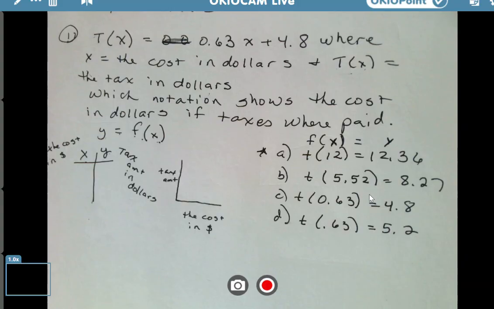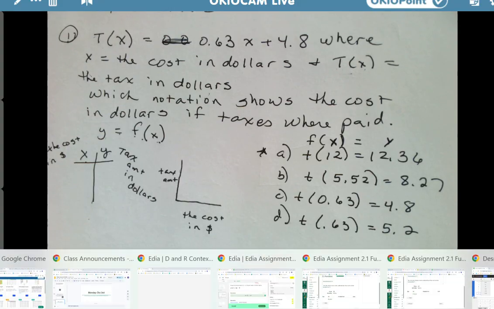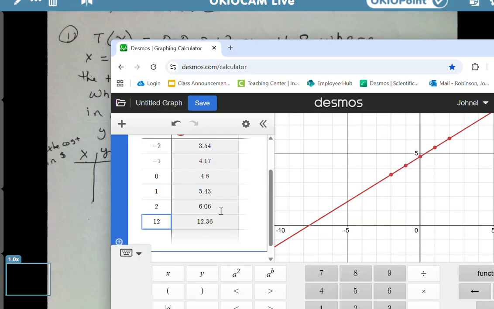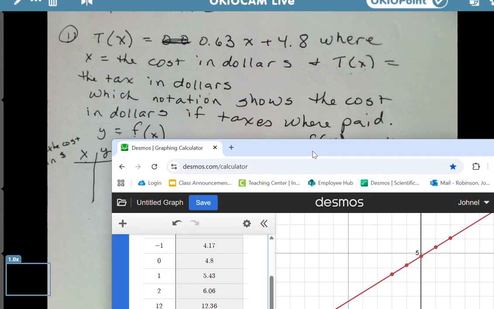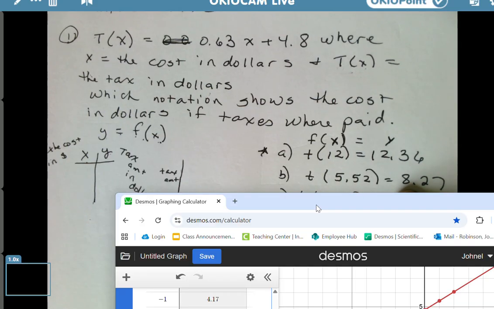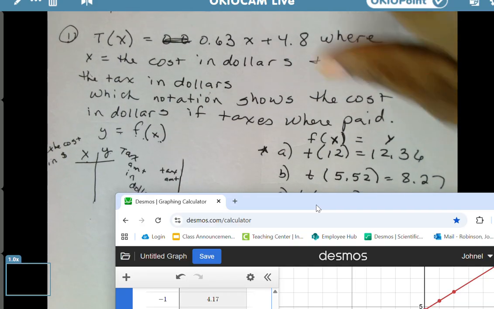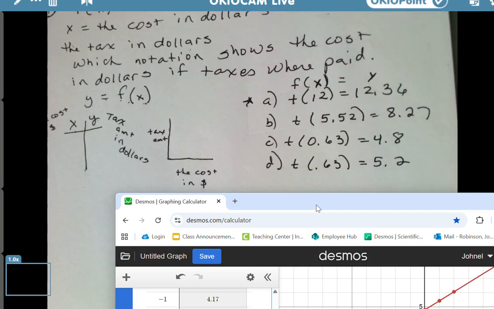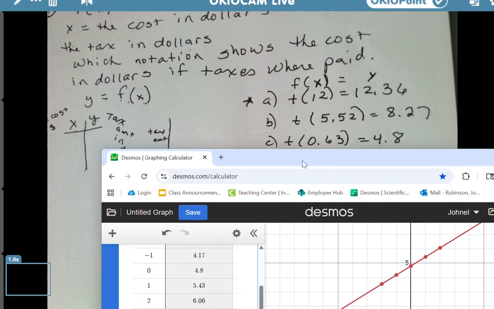Alright, the next one is 5.52. What happens when x is 5.52? So we come here to the table. I'm going to type in 5.52, and I get 8.27. Looking at my choices, you'll see right here, 5.52 for x yields 8.27 for y. So that one works. I'll show you again.